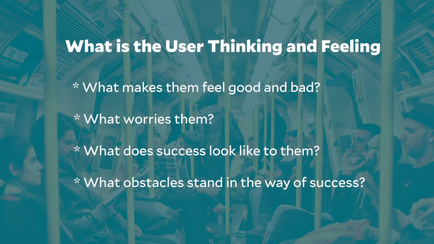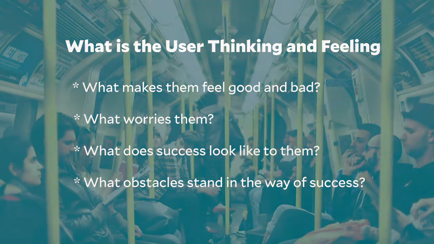What is the user thinking and feeling? This would include both positive and negative things. What worries them and what excites them? What does success and failure look like, and what obstacles stand in their way of achieving success?